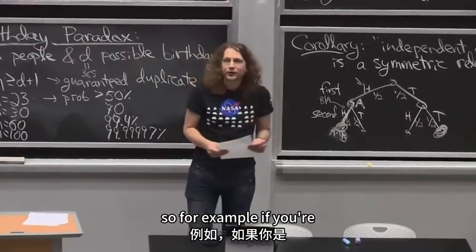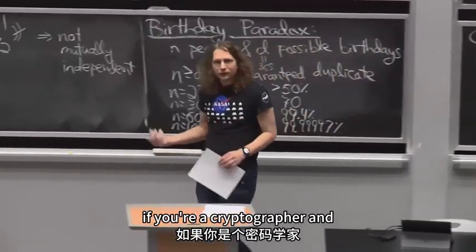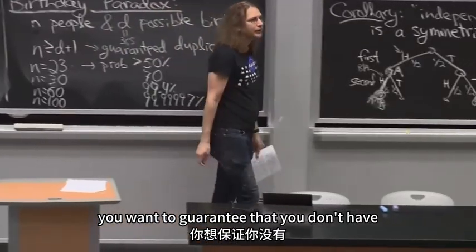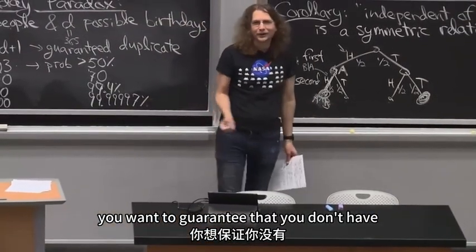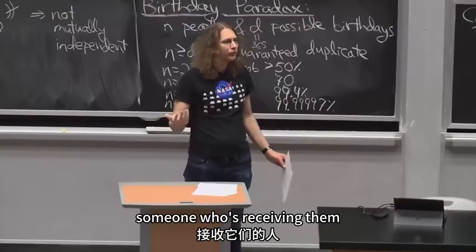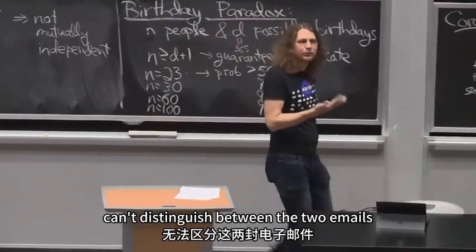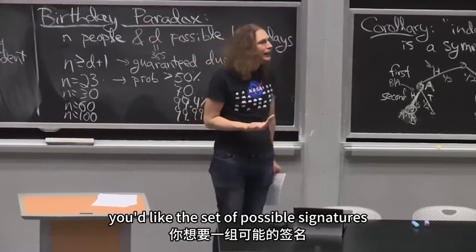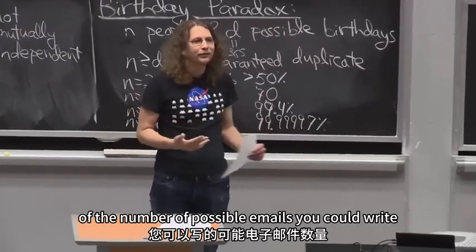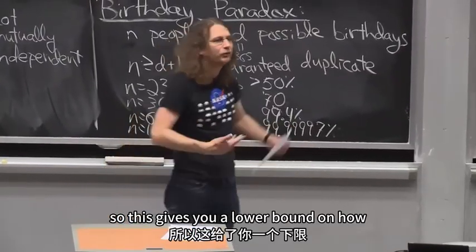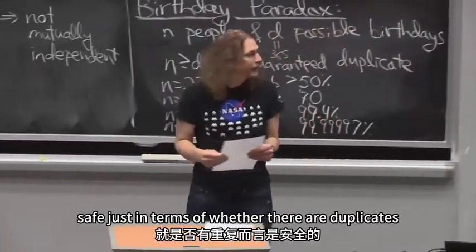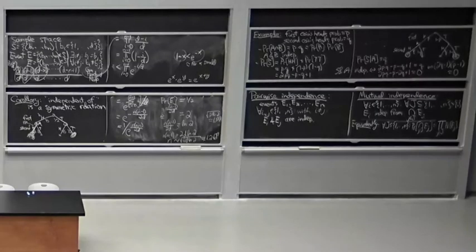So for example, if you're a cryptographer and you're signing your emails, you want to guarantee that you don't have two emails that have the same signature. Because if you did, someone who's receiving them and checking the signatures can't distinguish between the two emails. So that tells you the set of possible signatures on your emails needs to be at least the square of the number of possible emails you could write. So this gives you a lower bound on how big cryptographic signatures need to be in order to be safe, just in terms of whether they're duplications.